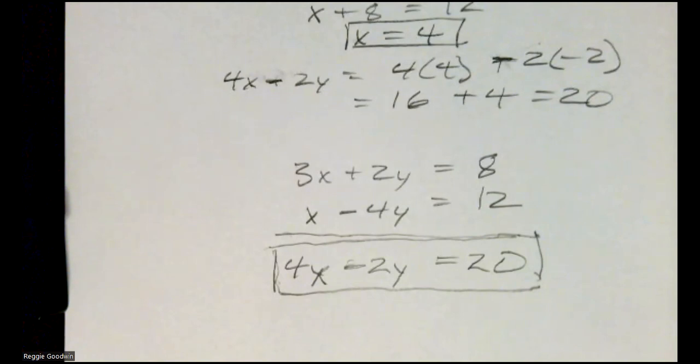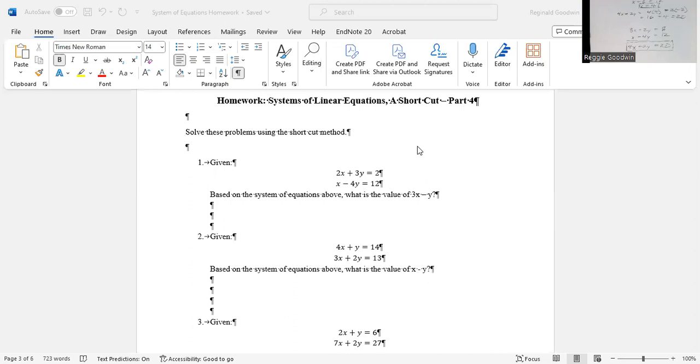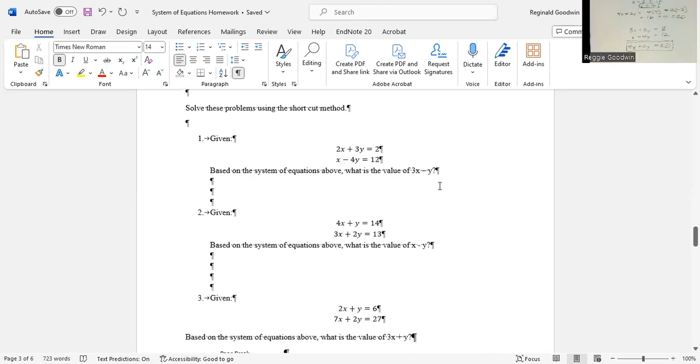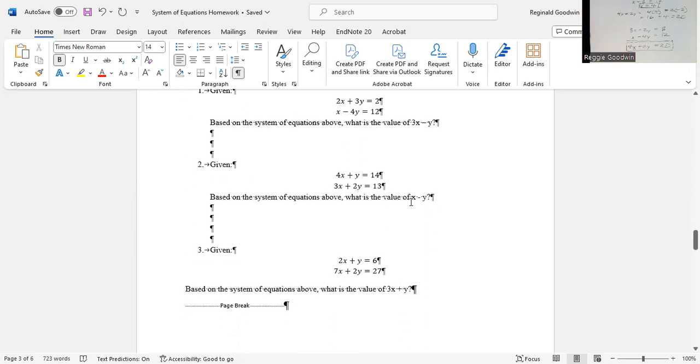So let me share the homework. So here's the homework. Once again, look for the shortcuts. Look at the equations. Can you add them? What are they asking for? What is the value of 3x minus y? If you added them, would that give you 3x minus y? What is the value of x minus y? If you added the equations, would that give you the value of x minus y?